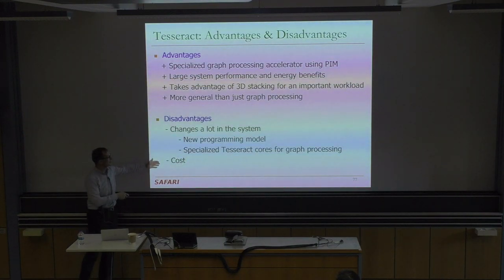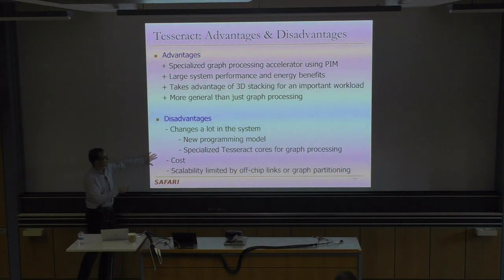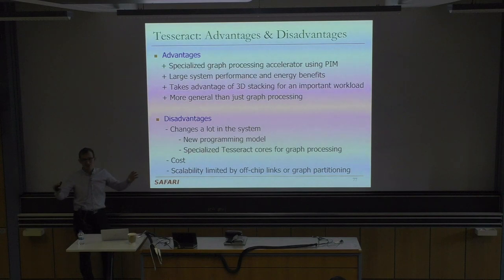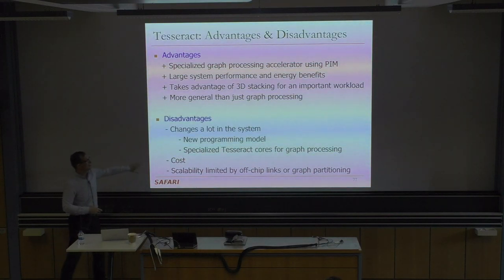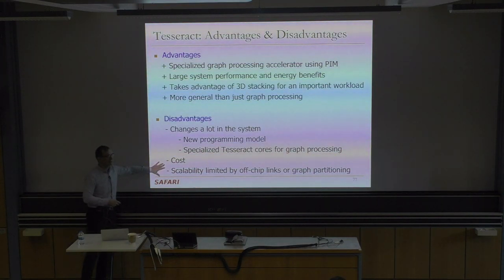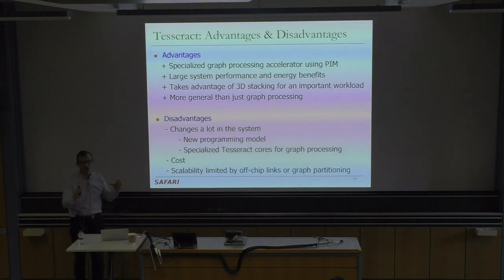Change, cost. Cost is less of an adoption issue, I think, because you really need to bite the bullet if you want to change to some new technology. But changing a lot in the system could be a limiter in terms of adoption. And I think in the end, you're really limited by this: your performance and energy benefits are limited by these off-chip links and/or graph partitioning, how well you can localize the computation within a single node.